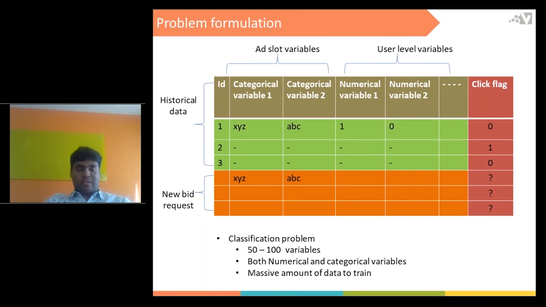It has around 50 to 100 variables, both numerical and categorical variables. Just to give an example, time spent on website is a numerical variable, and size of a banner is a categorical variable. The scale of the whole problem is huge, because we have billions of bid requests coming in, and millions of impressions we are serving daily. So it's not a single machine problem. Just to highlight that fact.